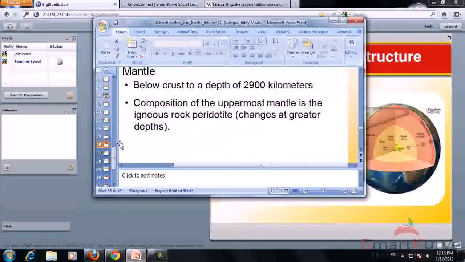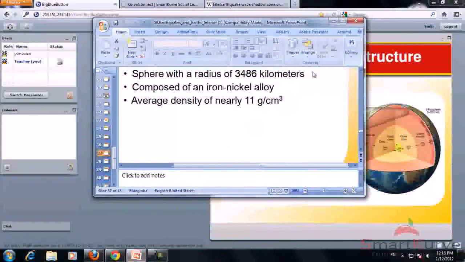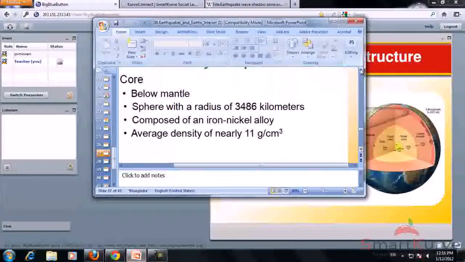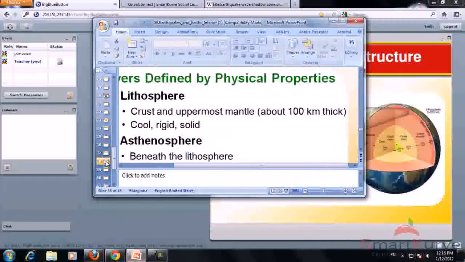Next, slide 36, we move down to the mantle. Remember, the upper mantle is the igneous rock peridotite. Remember that upper mantle, also known as the asthenosphere, that's that liquid rock. As we move down, slide 37, you see the core. That's a lot of nickel and iron, very high density.